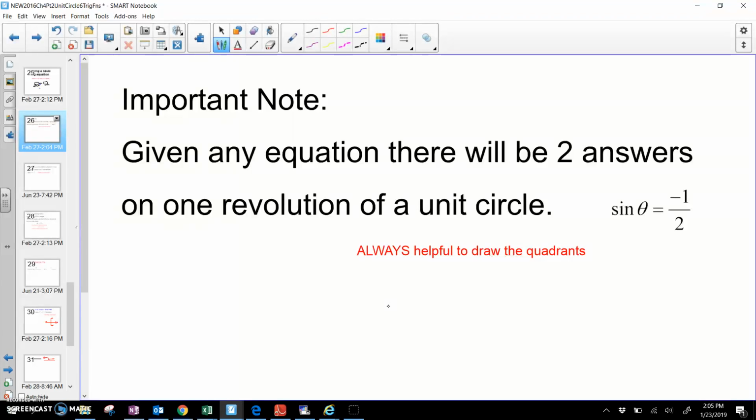It says, given any equation, there will be two answers on one revolution, and that's because within the unit circle, there's always two of the same answer. So for example, it says sine of theta equals -1/2. So we're trying to solve for which thetas that is true. And again, there's two times in the unit circle where sine is -1/2.